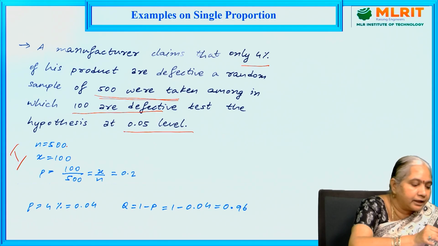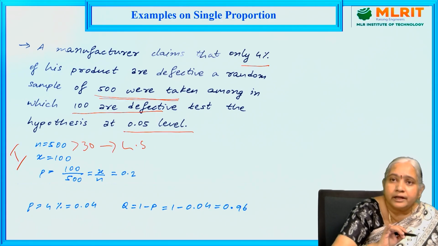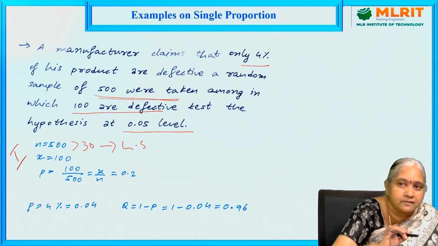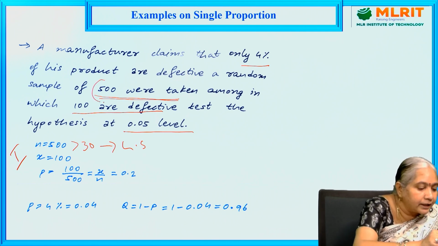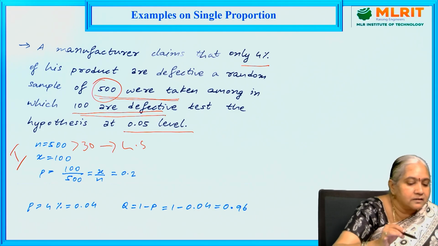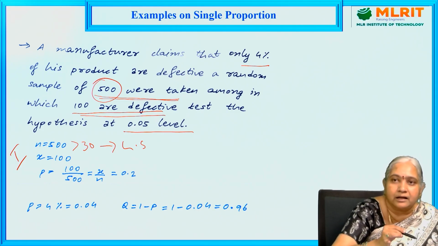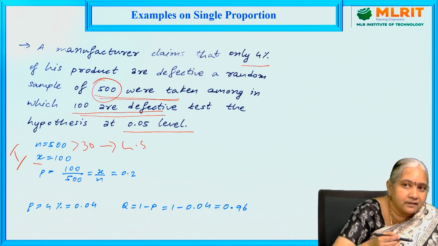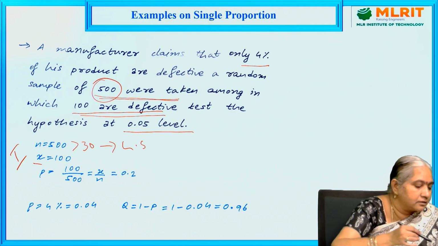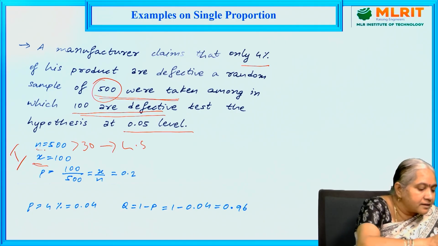n is equal to 500, which is obviously greater than 30, meaning large sample. So here we consider this problem as a large sample problem, and moreover, what type of data is given? Now we observe here x is equal to 100. So out of 500 articles, 100 articles are defective. That number of defective articles is denoted by x. So x is 100, sample size is 500.